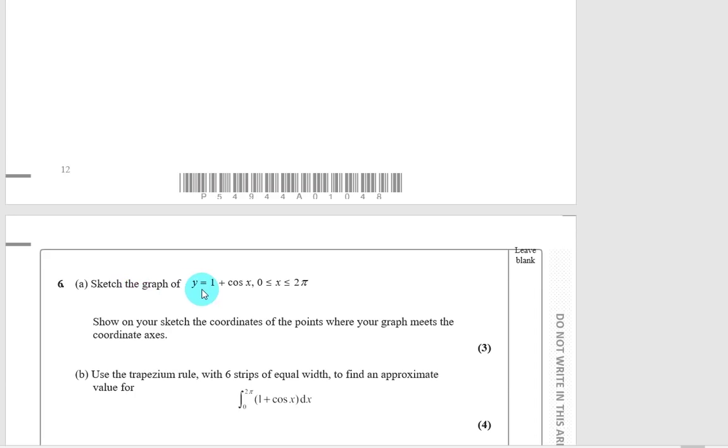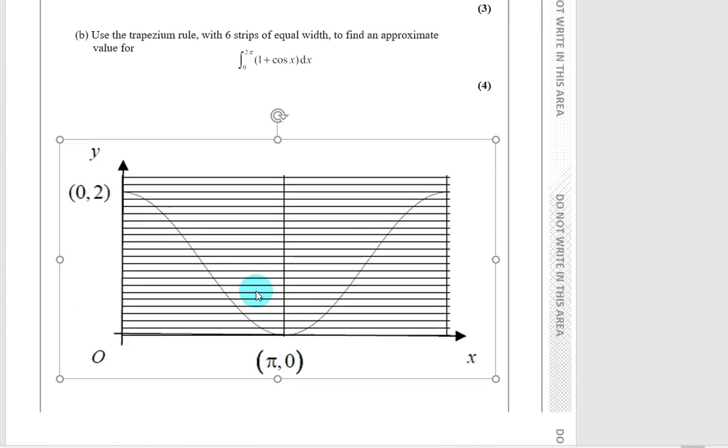Sketch the graph of y equal to 1 plus cosine x when x is bigger than or equal to 0 and less than or equal to 2 pi. Show in your sketch the coordinates of the points where your graph meets the coordinate axes. So you need to change your calculator to radian and put the points x equal to 0, x equal to pi, x equal to 2 pi, and then find y and draw the graph. If you do that, this is how your graph looks.